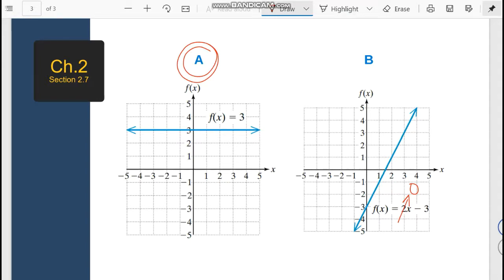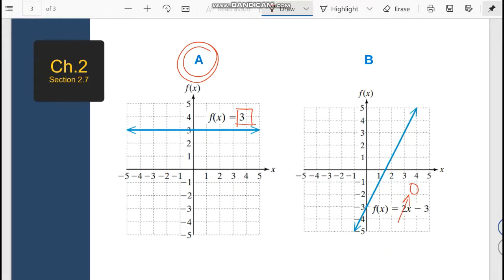But the constant function, that means it is equal to a constant, it is equal to a number, always going to be a horizontal line. So when you talk about constant function, it's a special case of linear functions where the function is equal to a number and is represented by a horizontal line.